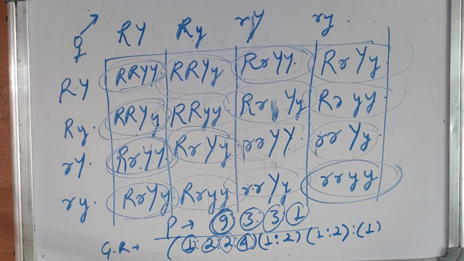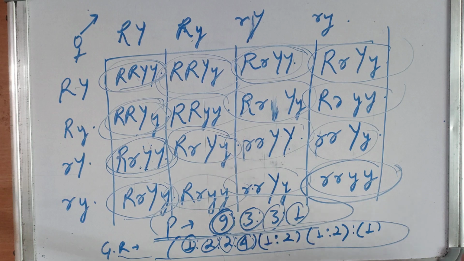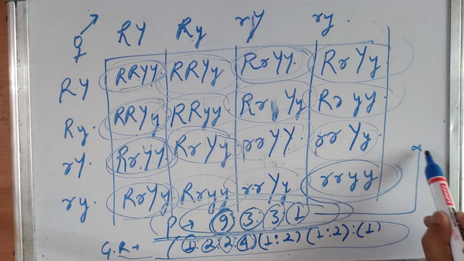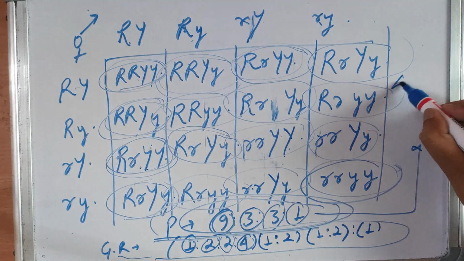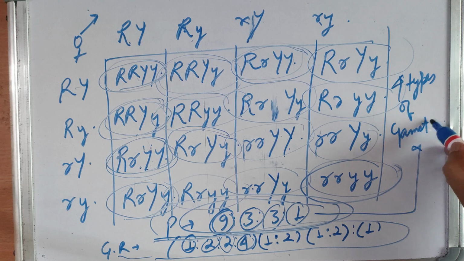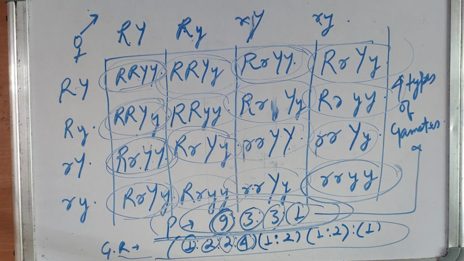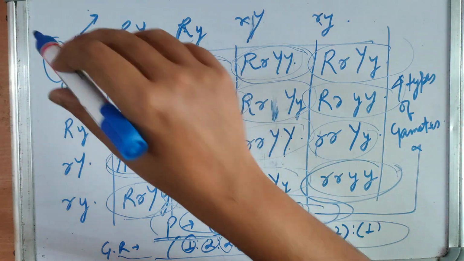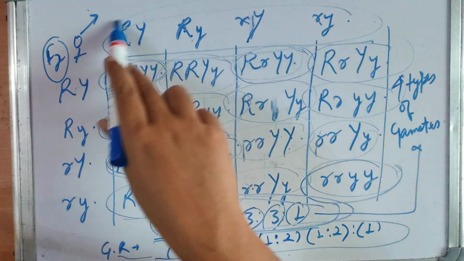So when you divide this way, this one is the genotypic ratio and this one is the phenotypic ratio. Hope you all understand this. So what we get to see here is that they segregate independently, producing 4 types of gametes. Here we see that they segregated independently, producing 1, 2, 3, 4 types of gametes. So this is what the law of independent assortment is. This was the F2 generation, produced from the F1 generation.